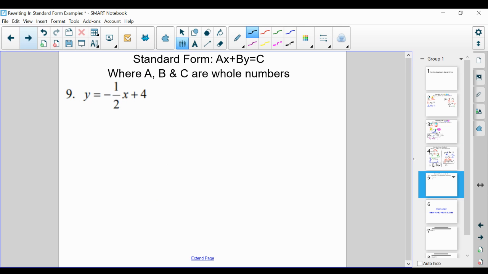So we're still talking about standard form, ax plus by equals c. Looking at this problem, it looks like it's in slope-intercept form, y equals mx plus b, which is pretty cool. So we're going to be manipulating another slope-intercept equation into standard form. We have our y on the left-hand side of our equal sign. We have our x on the right-hand side.